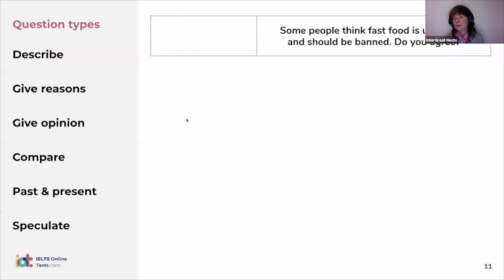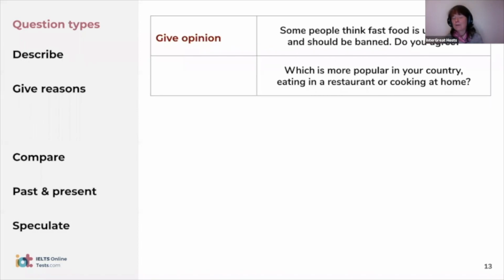Okay, so if you look at that first question about fast food, what kind of question is that? Okay, very good. Yes, so very common to ask you to give your opinion. Okay, we can see, do you agree? Or they may say, do you think? What about the next one? So they're saying, which is more popular? Okay, very good. So again, very common to ask you to compare 2 different ways of doing something, compare men and women, compare 2 different countries, that kind of thing.